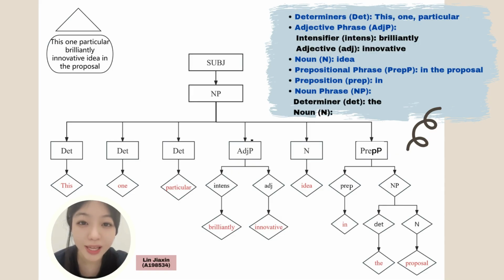The phrase brilliantly innovative is an adjective phrase, modifying idea. Innovative is the main adjective. Brilliantly is an adverb that intensifies the adjective. Finally, the prepositional phrase in the proposal also modifies idea, telling us where this idea appears or belongs.